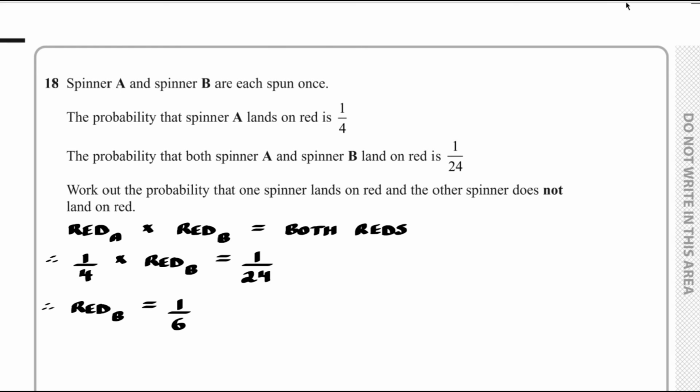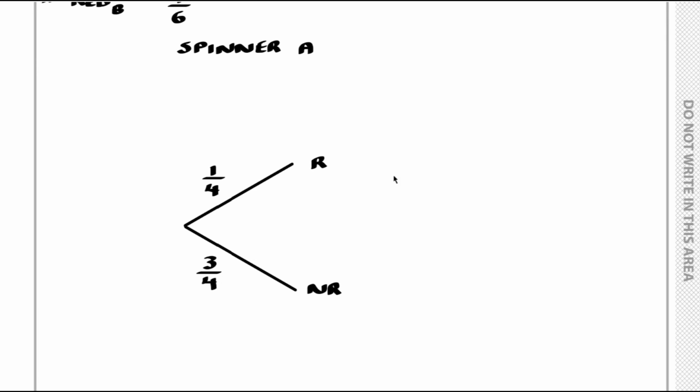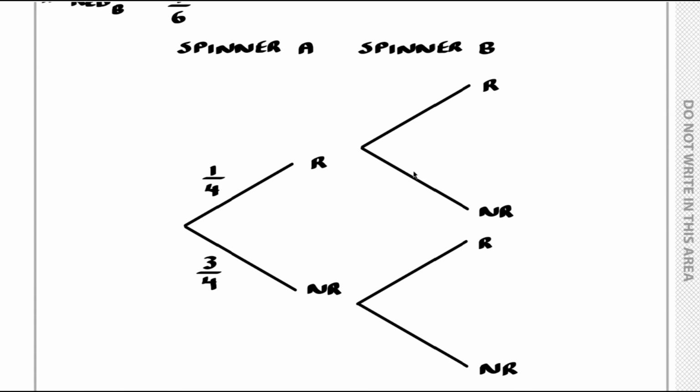Let's now construct a tree diagram. We've got spinner A, where we've got the probability of red being 1/4, so the probability of not red is 3/4. And then for spinner B, the probability of red is 1/6, so the probability of not red is 5/6. The probability of red is 1/6, the probability of not red is 5/6.